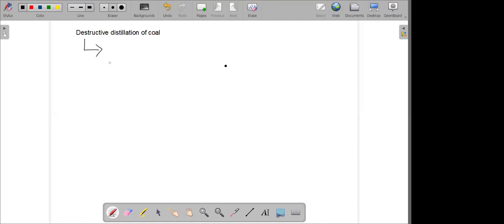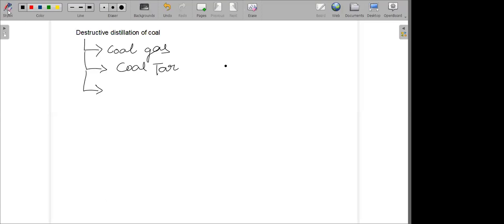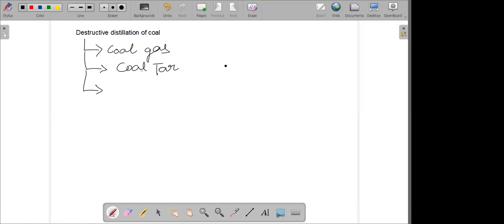Okay. So in the destructive distillation of coal, we get coal gas, coal tar, and what else do we get? The coke. So we get these three things: coal gas, coal tar, and coke. Now out of that, just tell me the uses of coal gas.